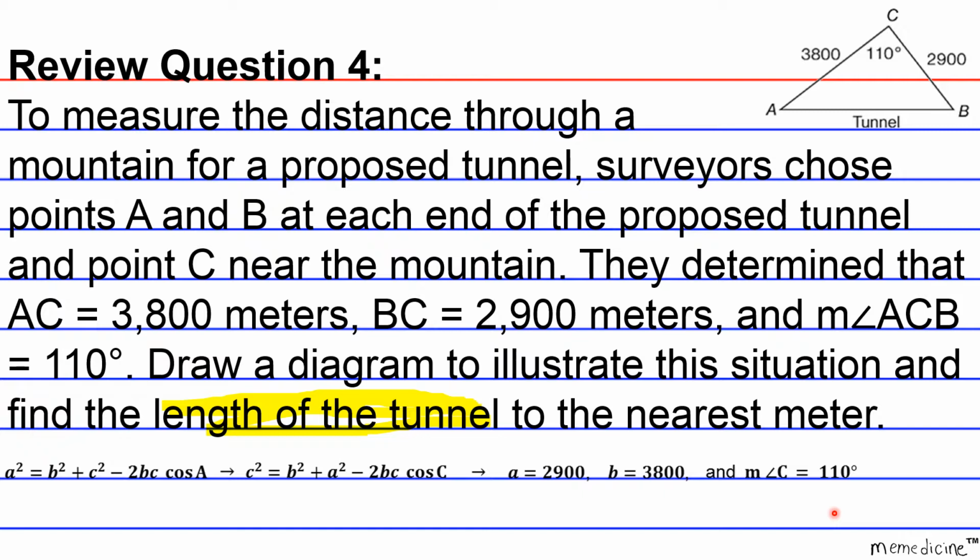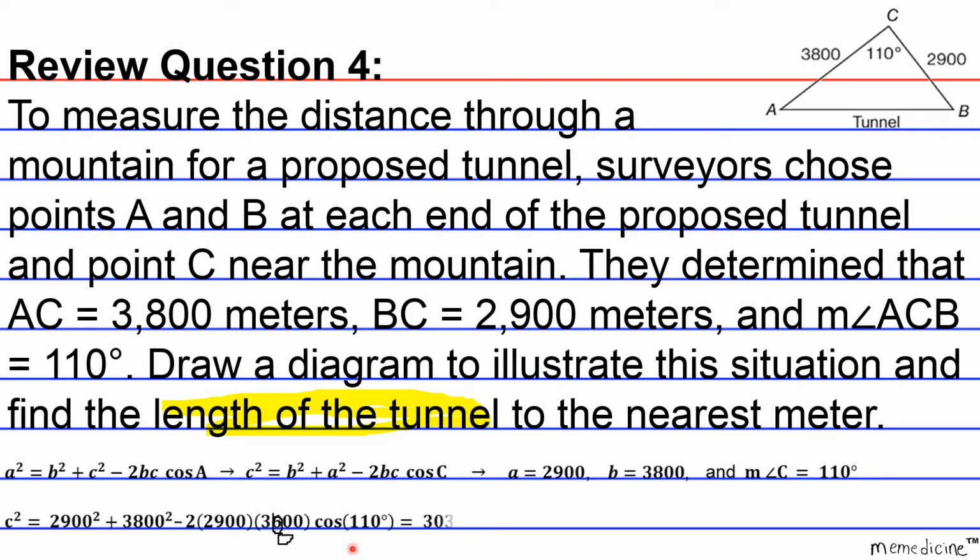Now we're going to plug in our known values and solve for the length of the tunnel to the nearest meter. Therefore, c squared, or the length of the tunnel squared, is equivalent to 2,900 squared plus 3,800 squared minus 2 times 2,900 times 3,800. This should be 38 and not 36, so let's indicate that. My bad, this is an 8. Times the cosine of 110.